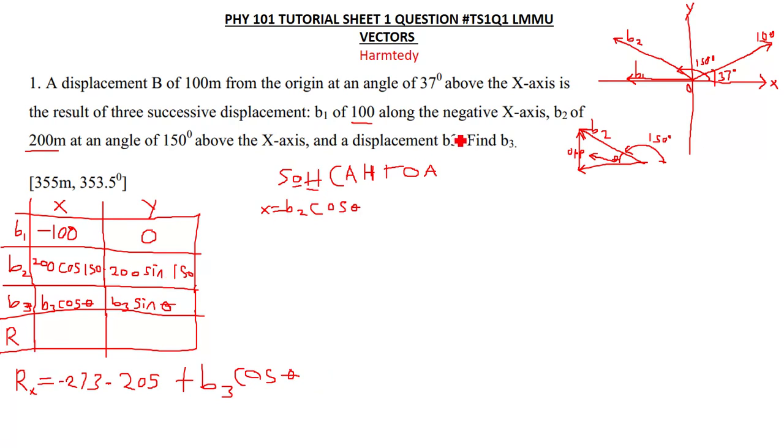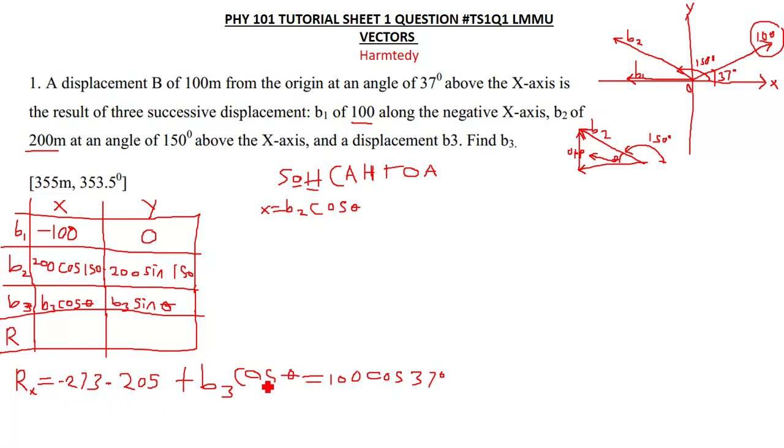So we also go to what we've been given. We are told this 100 was the resultant, and we've been given the angle for the resultant to be this. So the x component of the resultant vector is just 100 cos 37 degrees.